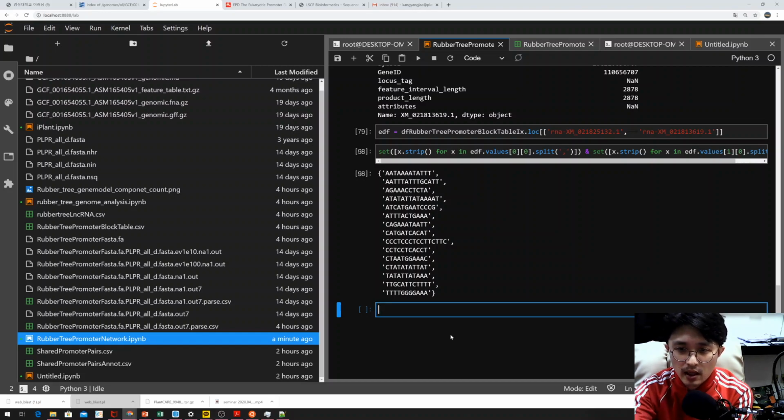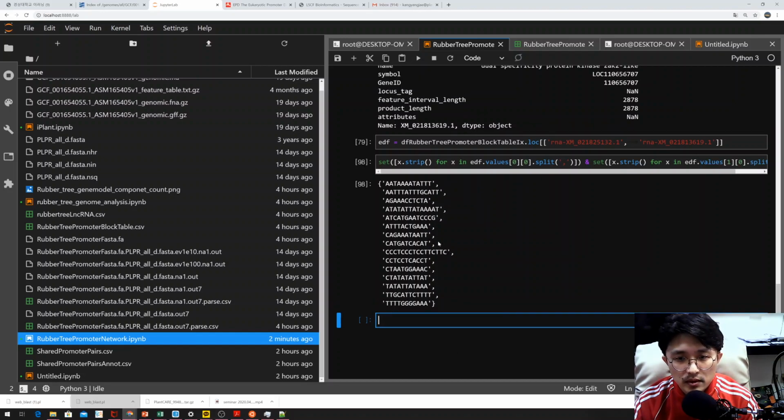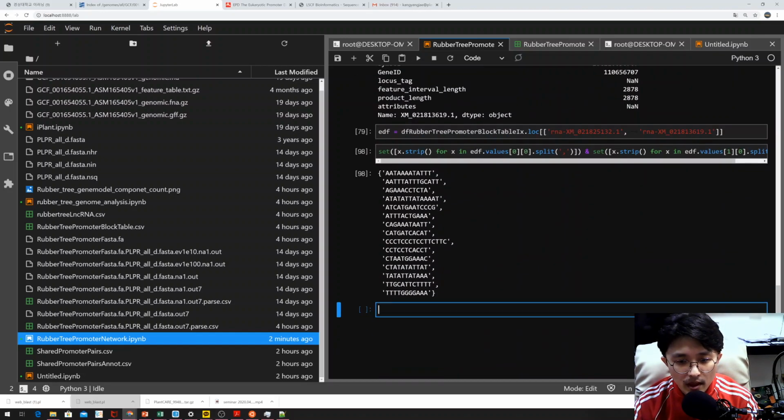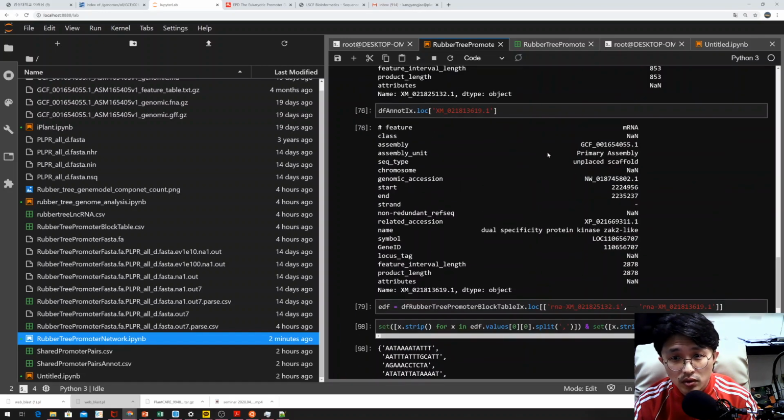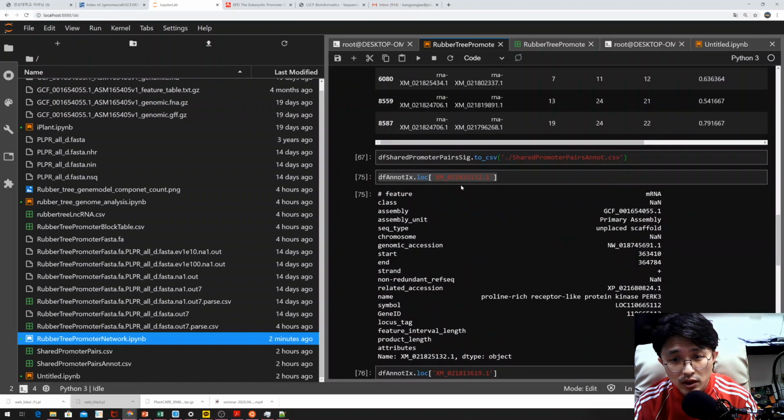So maybe I can build a database at the end of this class, I think. Anyway, let's wrap up this analysis, visualizing the promoter structure of these two sequences, right? These two genes. Okay.